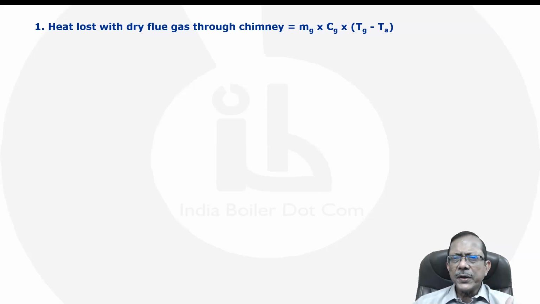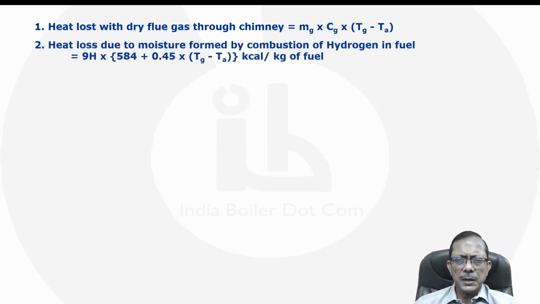The next three losses are of moisture loss. First is the moisture resulting from the combustion of hydrogen, that can be calculated as 9H into (584 plus 0.45 into (Tg minus Ta)). In this case, H is the mass of hydrogen in 1 kg of fuel. That can be calculated from the ultimate analysis, and in fact, if you do not have the ultimate analysis, it can be calculated from the proximate analysis also. May not be very accurate, but good enough for us to understand the performance criteria, right?